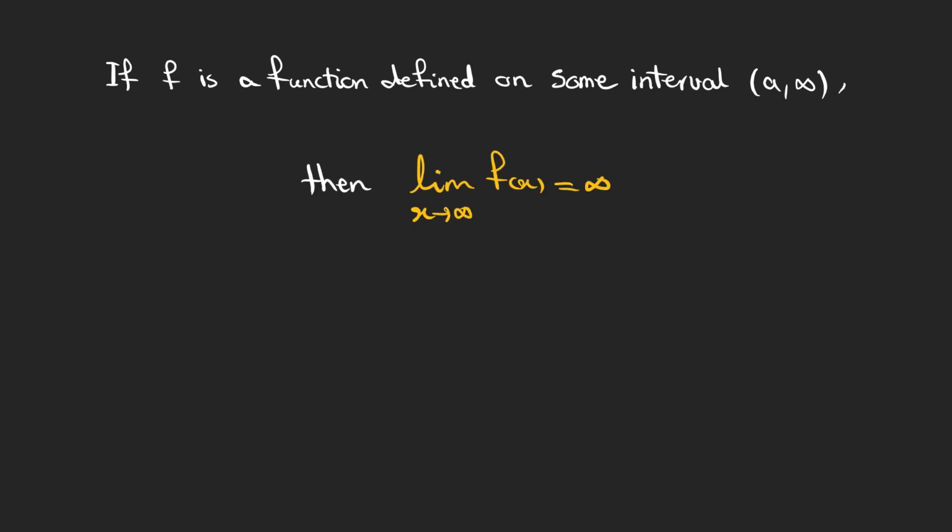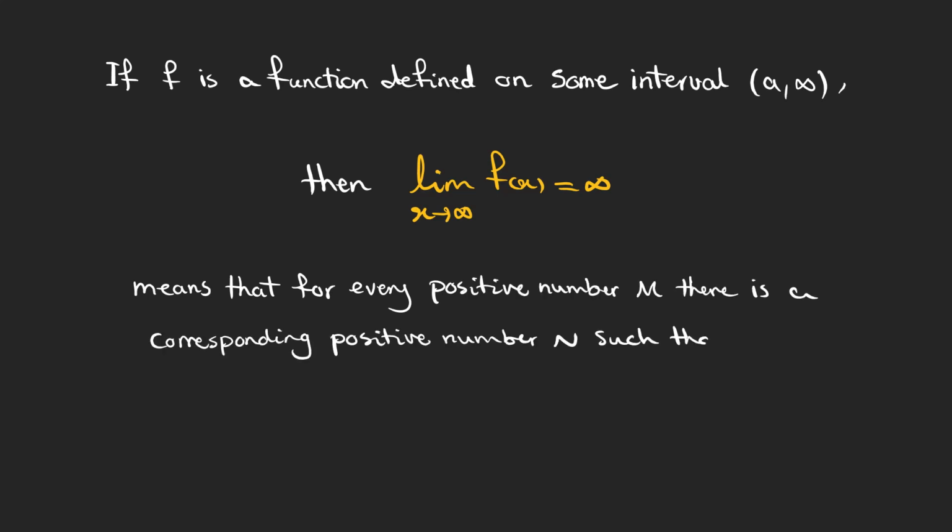then this infinite limit that goes to infinity means that for every positive number m, there is a corresponding positive number n, such that if x is larger than n, then f of x is larger than m. And these were the formal definitions of the limits we talked about in this video.